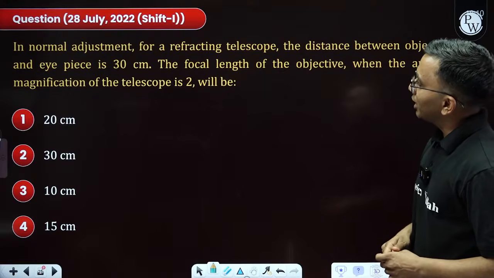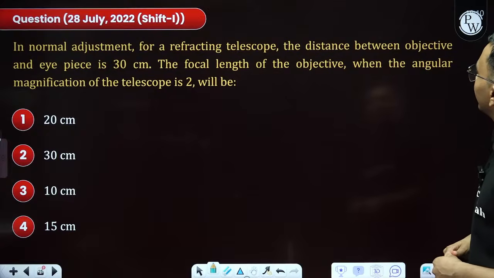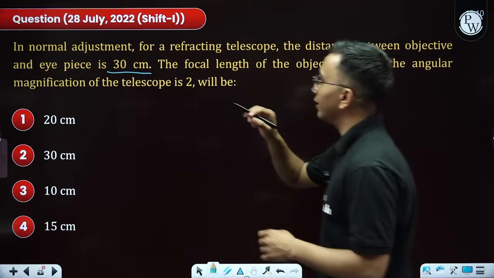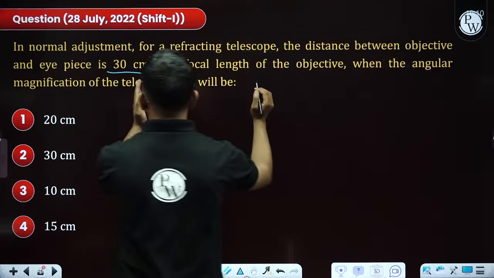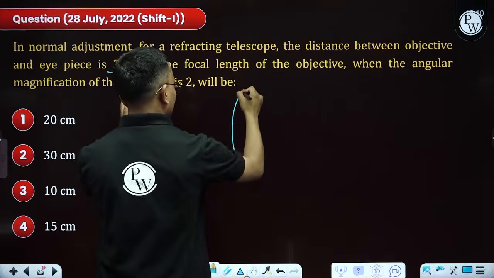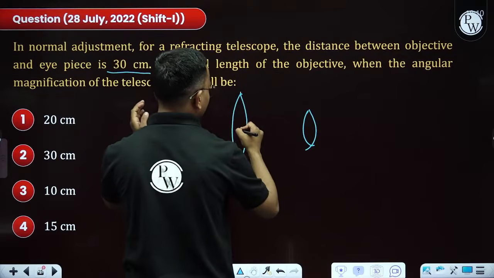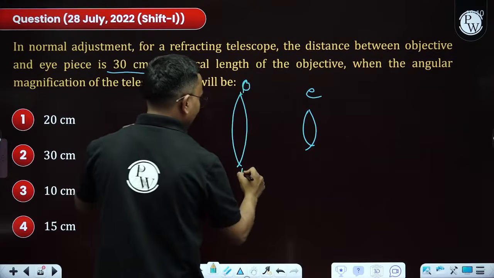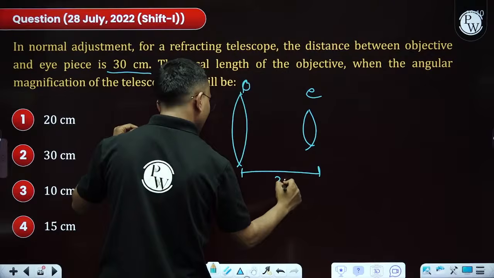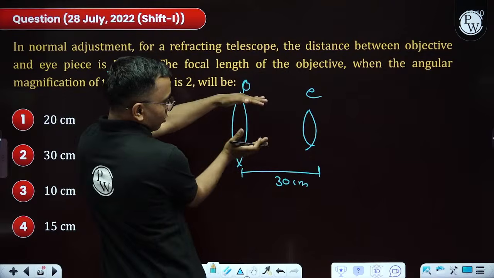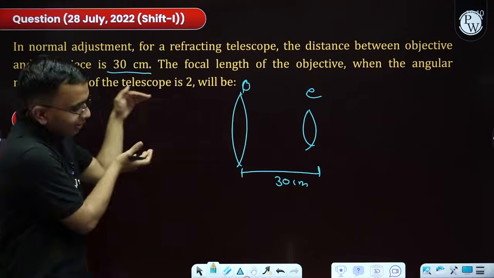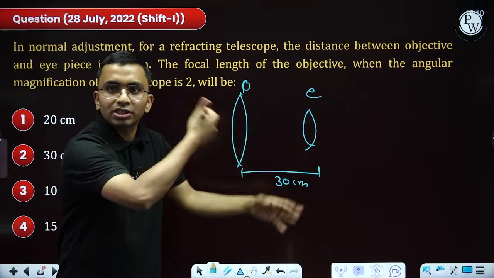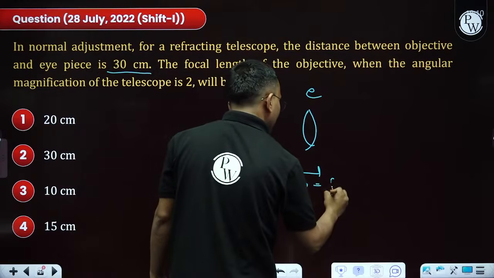For the normal adjustment of a refracting telescope, the distance between objective and eyepiece is 30 centimeter. This is the telescope. This is my objective lens. This is my eyepiece lens. This length is given as 30 centimeter. For normal adjustment, the image is formed at the focus of the eyepiece, like this, and the final image is formed at infinity. So this is basically my F naught plus Fe.